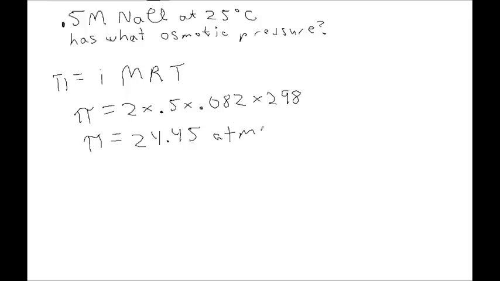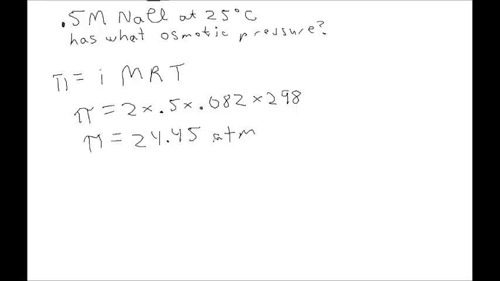What does that mean? Well, remember that normal atmospheric pressure is 1 atmosphere. So it means that if you were pushing down on that piston to prevent osmosis from happening, you would have to push down with about 24 times atmospheric pressure to prevent osmosis from happening.